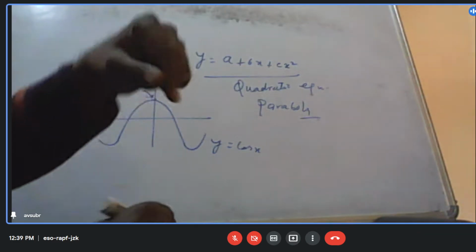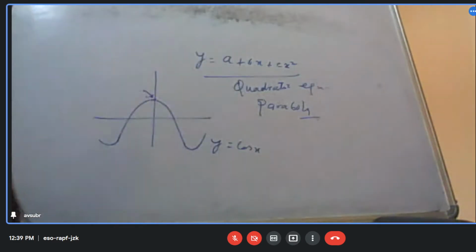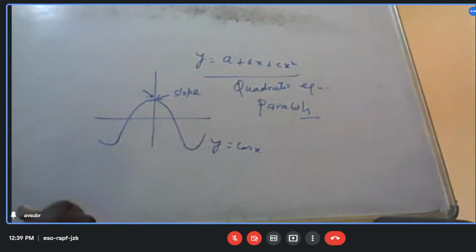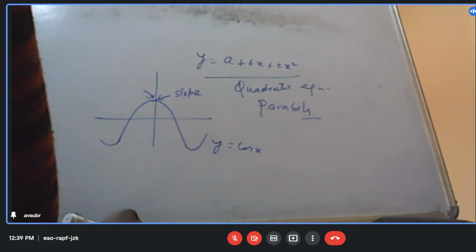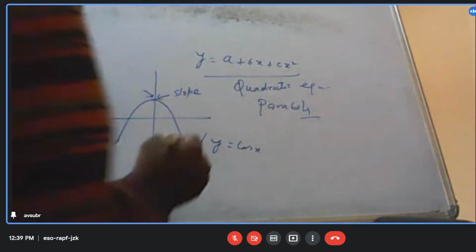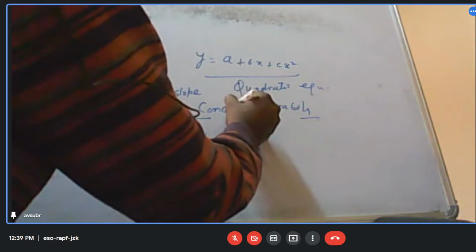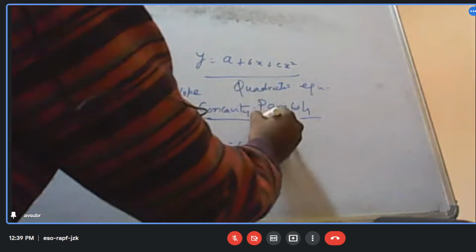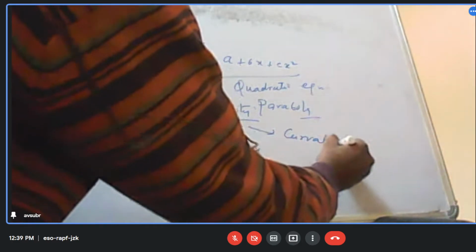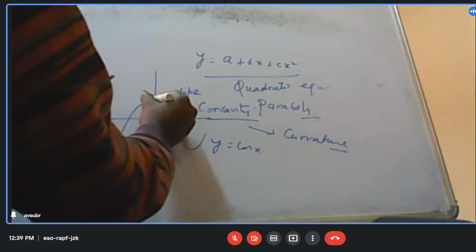Next, it should have the same slope at this point. I am talking sense also over here, right? And the third thing is that it should have the same concavity. Concavity means curvature. So it should be like this.